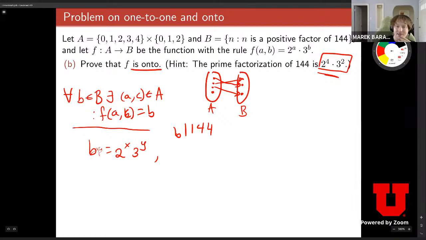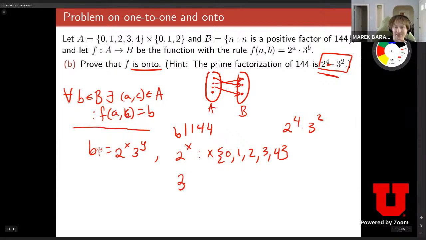And since 144 is 2 to the 4th times 3 squared, the powers of 2 that can divide this are 2 to the x, where x is in 0, 1, 2, 3, or 4, right? And the powers of 3 that can divide this are 3 to the y, where y is an element of 0, 1, or 2.